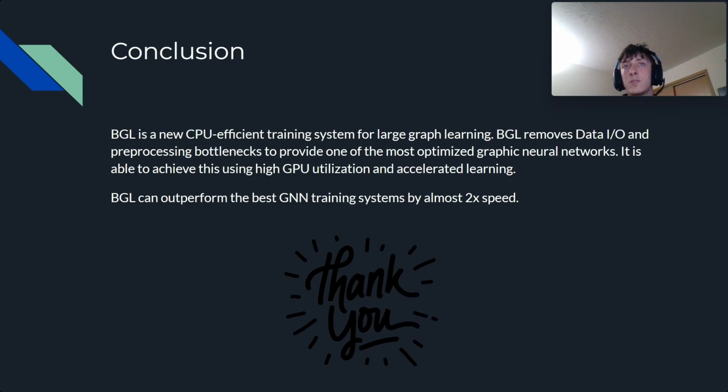For the final conclusion that could be understood from the article, it was that BGL is currently one of the best performing graph neural networks of its time. As shown in the evaluation, BGL statistically outperforms every other graph neural network framework that is currently in use. In total performance, BGL is able to achieve almost double the speed that the best system can achieve.